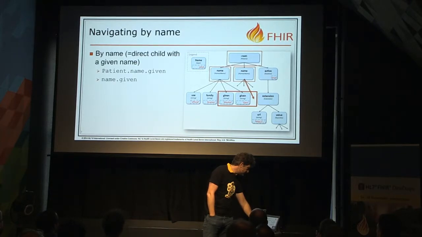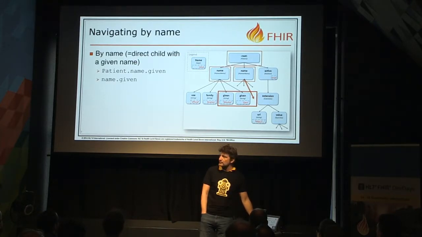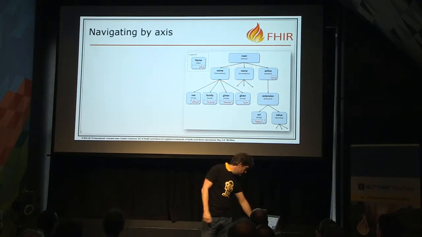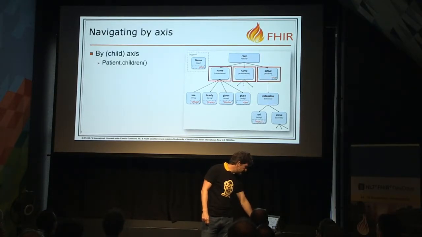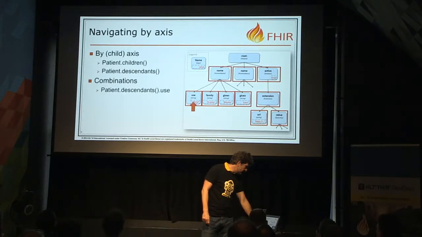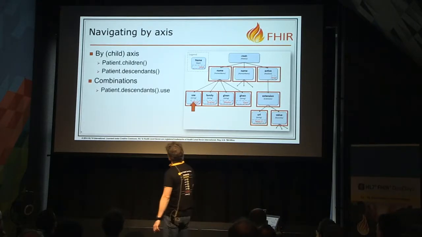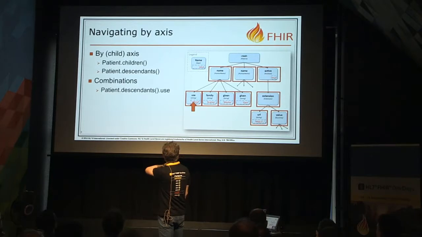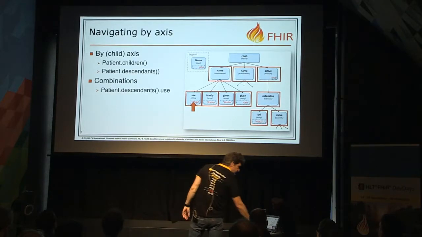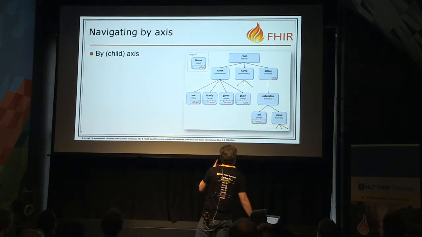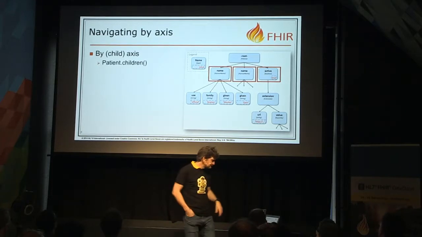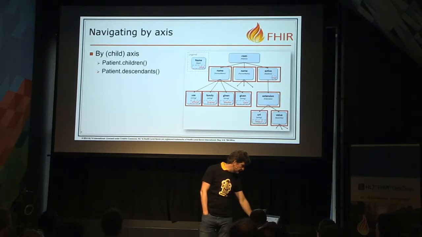There's no other way to do it. You can also say name.given. That would work on anything, even if it's not a patient. A polymorphic matching kind of. Just like XPath, we can match by axis, by child axis. So patient.children will give you all the direct children of a patient, and descendants will give you the whole tree there.